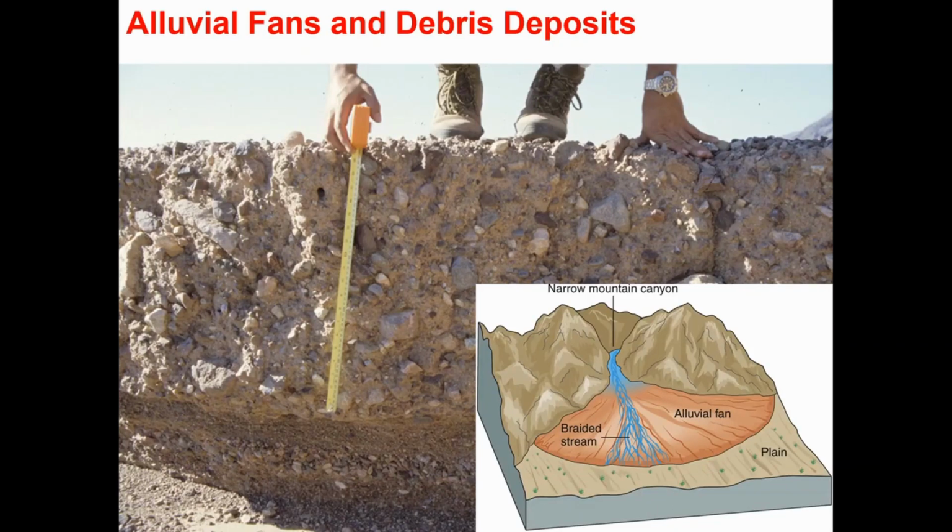An alluvial fan is a sediment deposit in a fan shape near the foot of a mountain. So it is not a single depositional environment. Actually, an alluvial fan has multiple depositional environments combined.